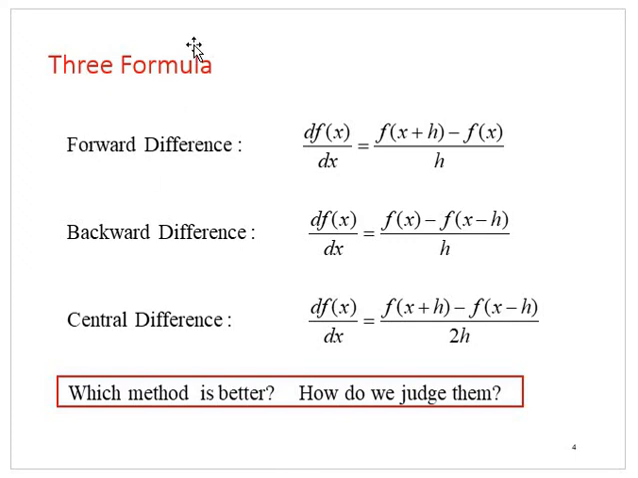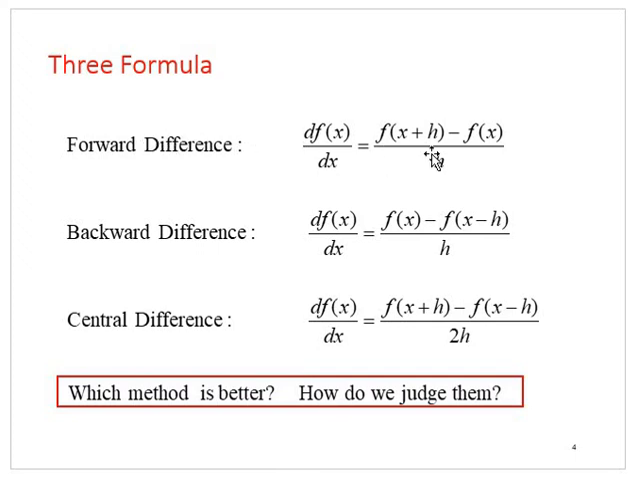All right, so there are three important formulas. We have the forward difference, the backward difference formula, and the central difference formula. So which method is better? How then do we judge which one is better?